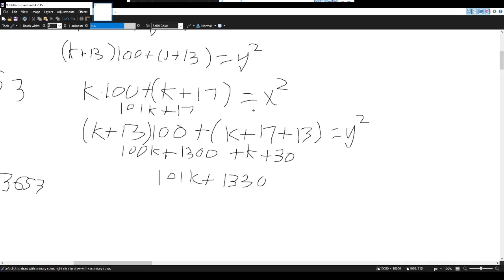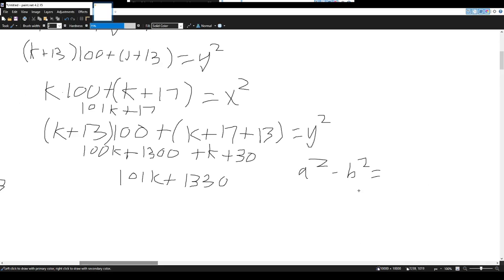So there's a useful property of perfect squares where you can do a square minus another square, right? So let's do that. Let's do y squared minus x squared because, well, a squared minus b squared equals a plus b, a minus b. Now this shouldn't be a surprise to anybody.